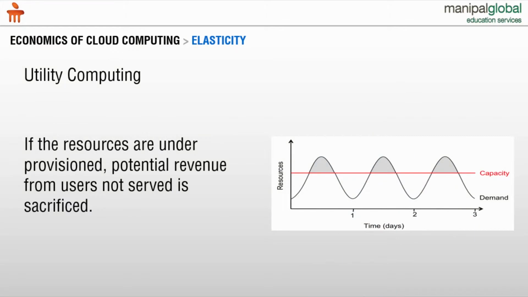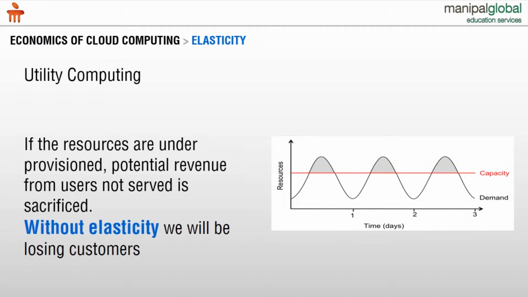Now, look at this particular one. If the resources are under provisioned, this is definitely going to be a problem. The potential revenue from the users not served is sacrificed. What this simply means is that if the users are trying to access your website or any other services that are provided, and if they fail to connect with it, these users will go away. And when these users go away, they will not come back. Here, without elasticity, we will be losing customers, and these customers can cost a lot of revenue to your organization.